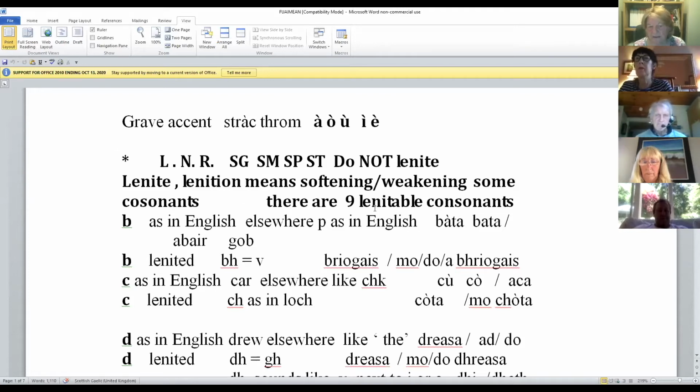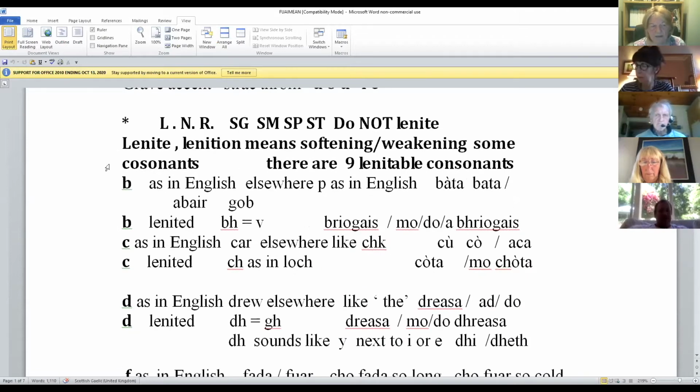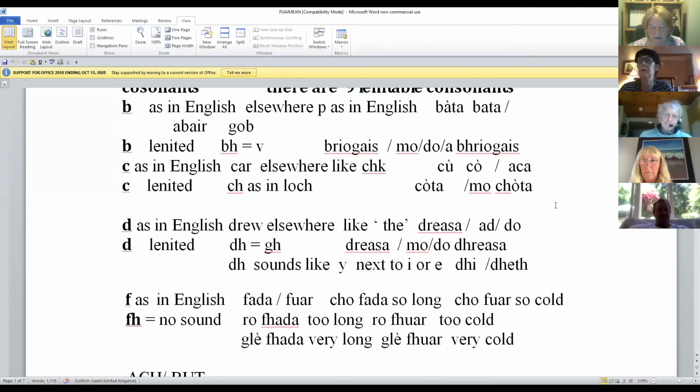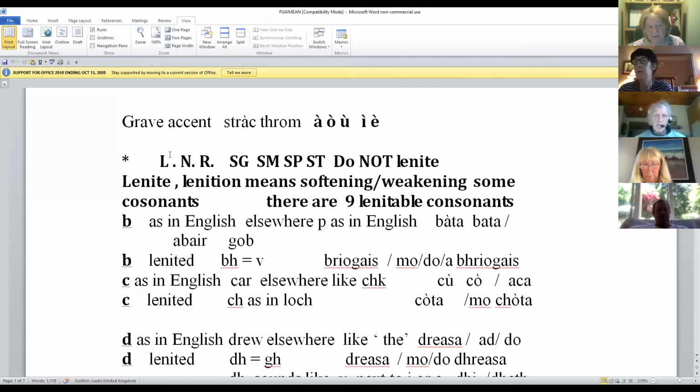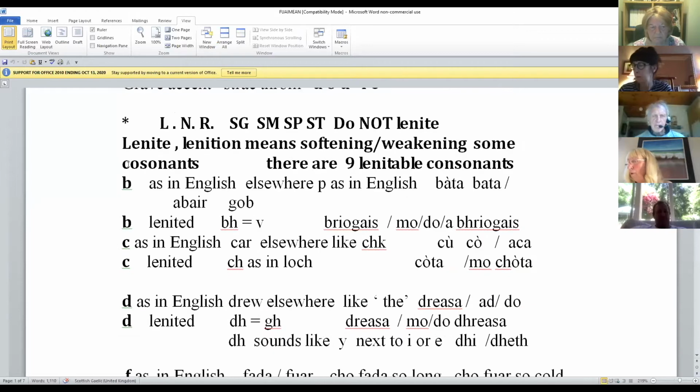So there are nine lenitable consonants in Gaelic. All of your vowels you don't lenite as well. So all of your vowels and L, N, R, think of the word liner, that might help you. S, G, M, S, M, P, you'll find your own way of learning these. So we've got B, as in English.